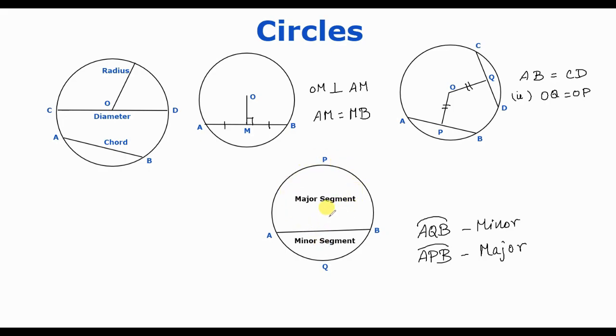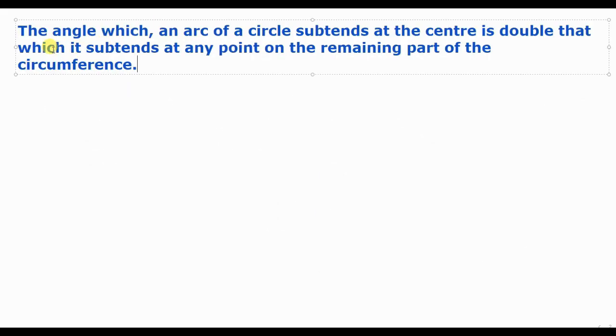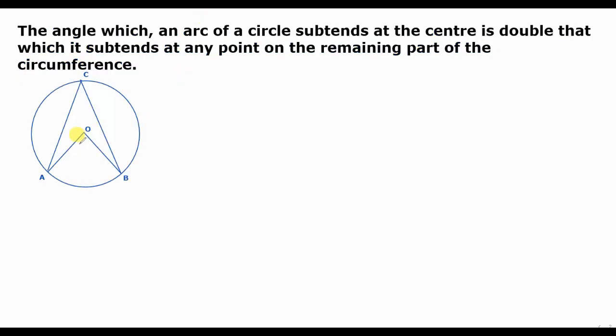Moving to the theorems in circles. The first theorem: the angle which an arc of the circle subtends at the center is double that which it subtends at any point on the remaining part of the circumference. That is, the angle at the center will be twice the angle at the circumference. So angle AOB will be equal to 2 times the angle at the circumference, that is ACB. In simple words, if the angle at C is x, then the angle at the center will be double of that, 2x.